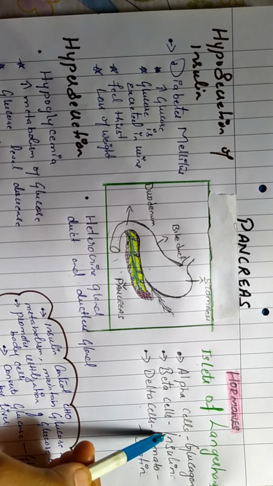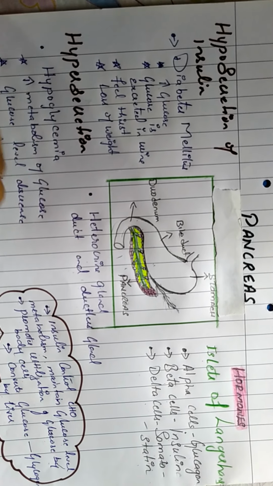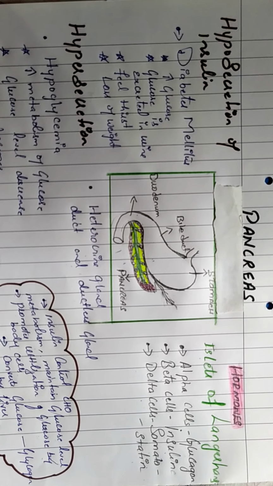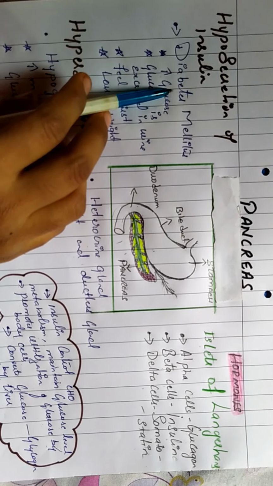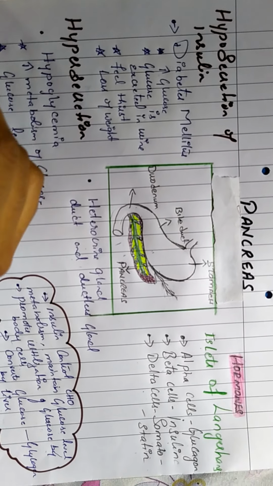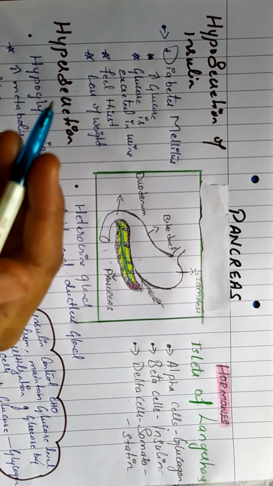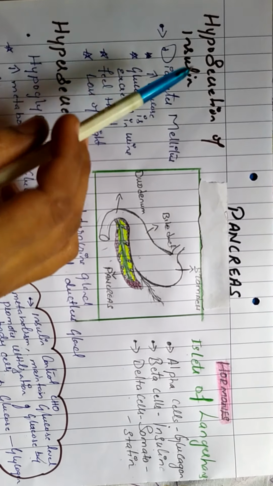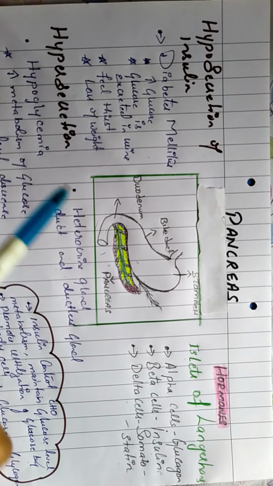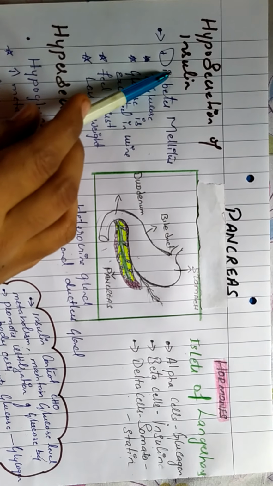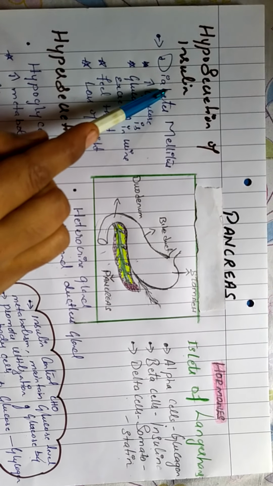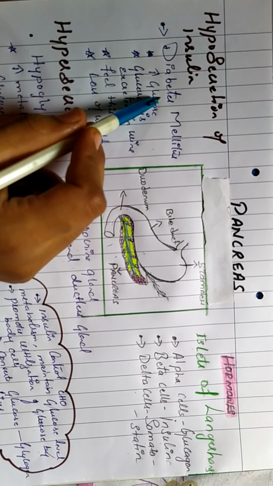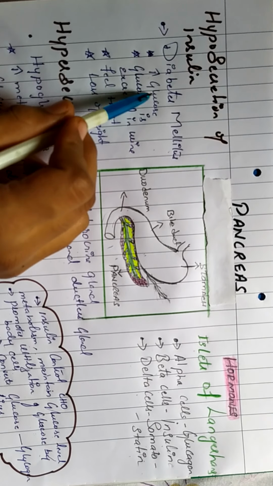First, the insulin hormone. As we all know, insulin is very important for the normal regulation of the blood sugar level in our body. If there is deficient production of insulin, it leads to diseases such as diabetes mellitus. Hyposecretion of insulin, that is, insufficient secretion of insulin, causes the disease diabetes mellitus.